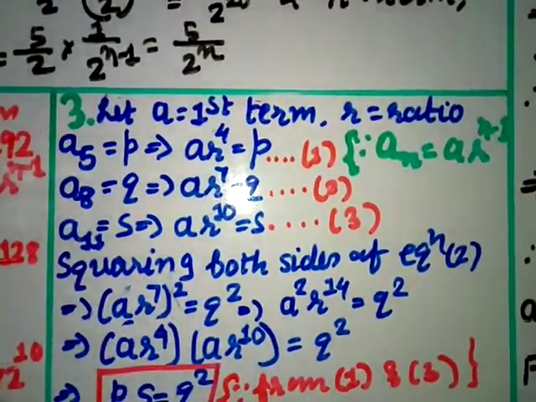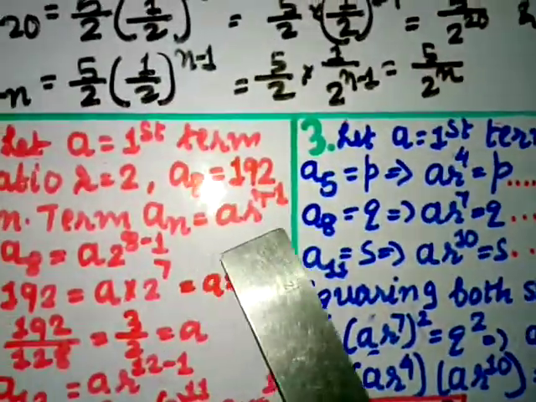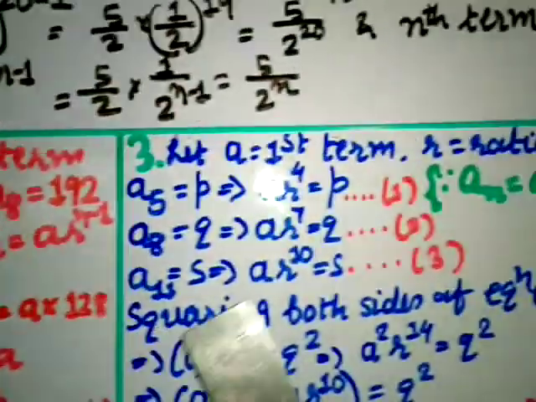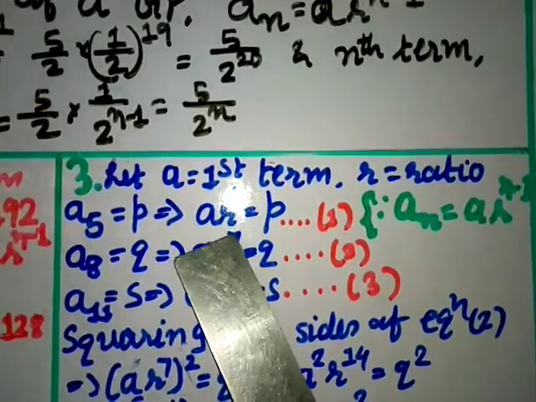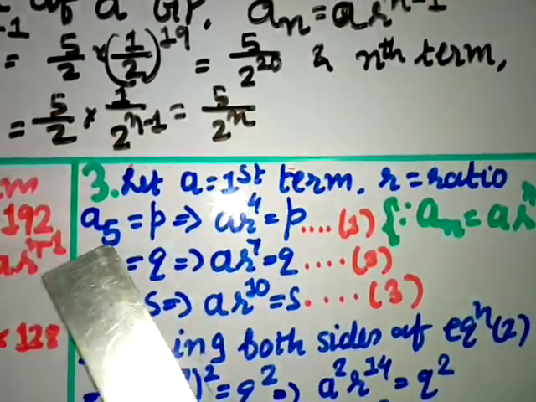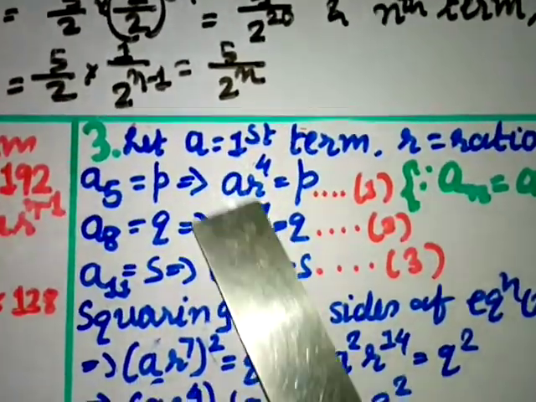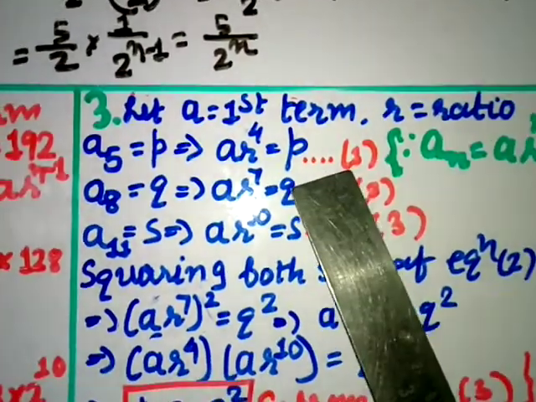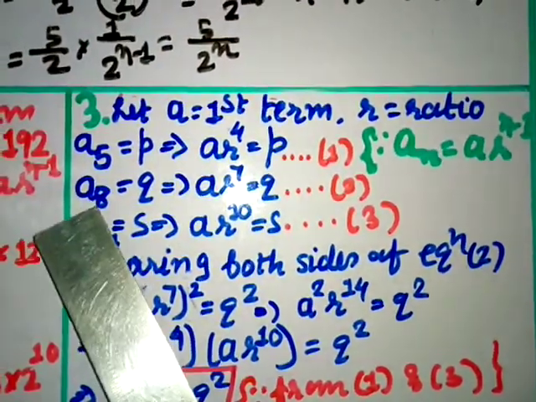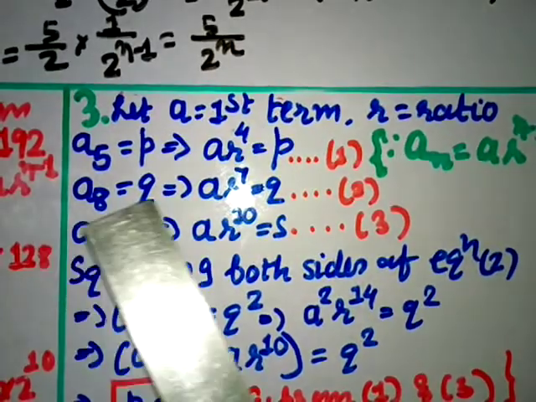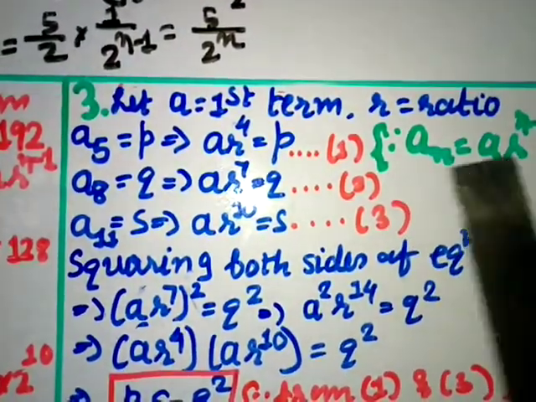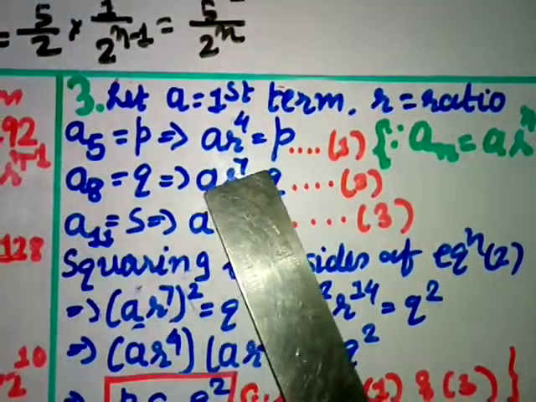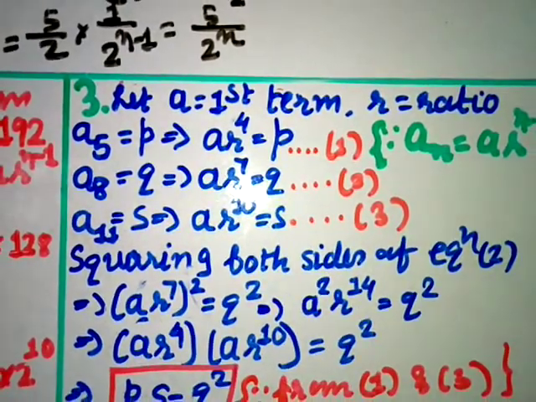Now A5, by the formula an equal to A R power n minus 1, using this formula you can write this as A into R power 5 minus 1, that is 4. So A R power 4 equals P, call this equation 1. Okay, this formula I am using. Then the 8th term is Q. So A8, that is the 8th term, using this result is written as A R power 8 minus 1, that is 7, equal to Q, call this equation 2.